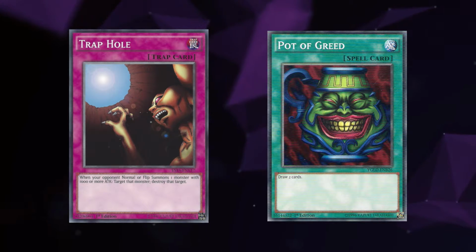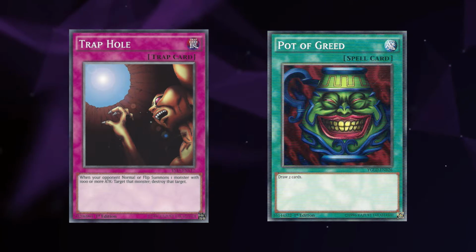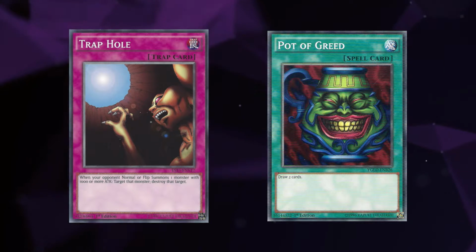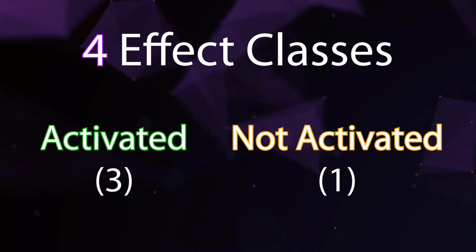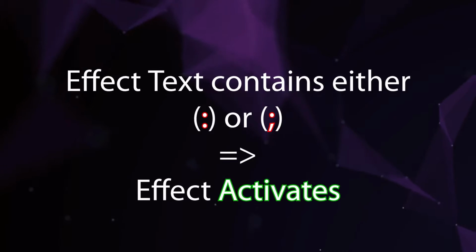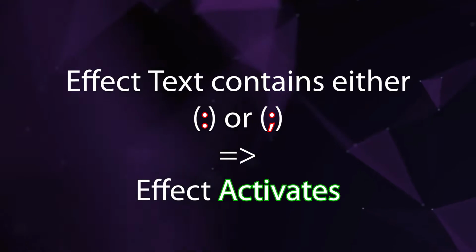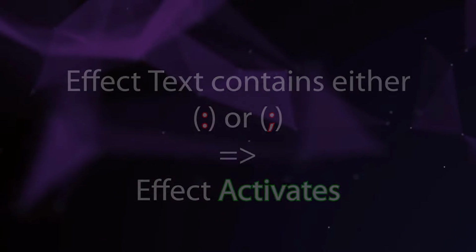Before we begin, a point of note: spell and trap cards and effects do not officially have classification the same way monster effects do. However, their effects' behavior can typically be modeled relatively accurately by these classifications. Of the 4 classes of effects, 3 are activated and 1 is not activated. Recall from the video regarding Activate that any effect whose text contains a colon or semicolon activates.